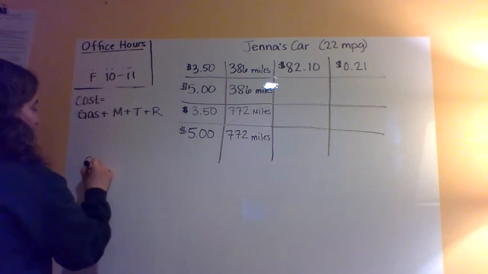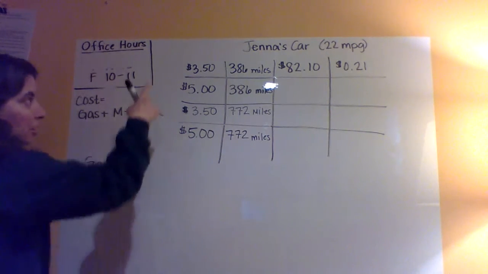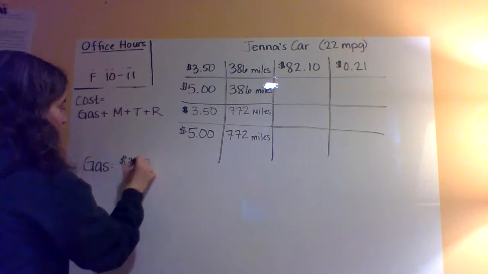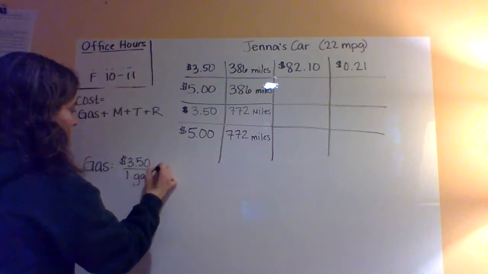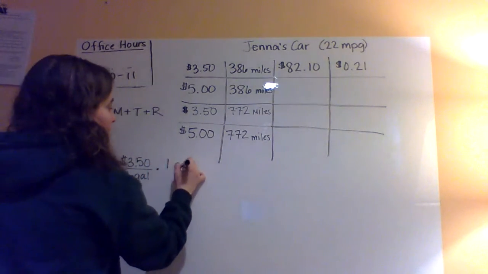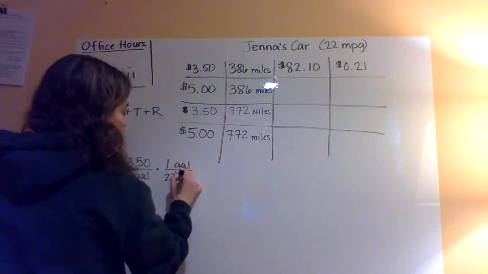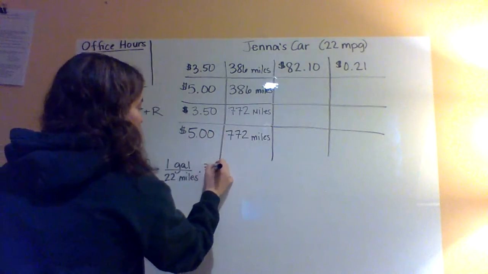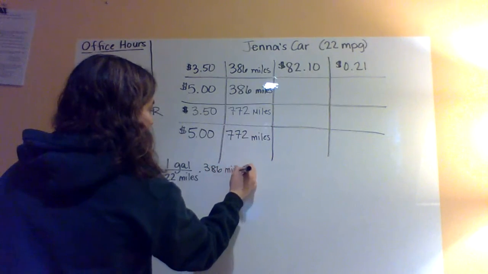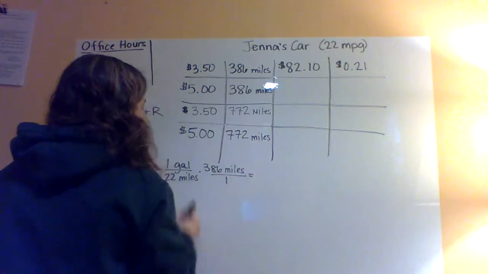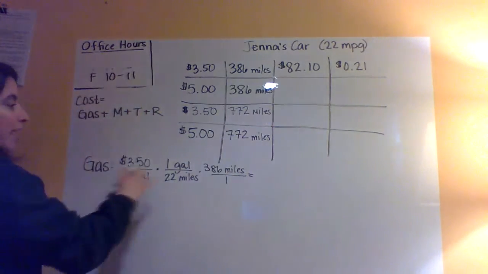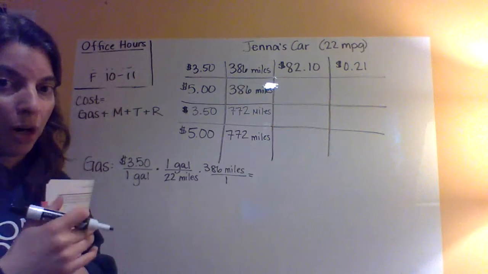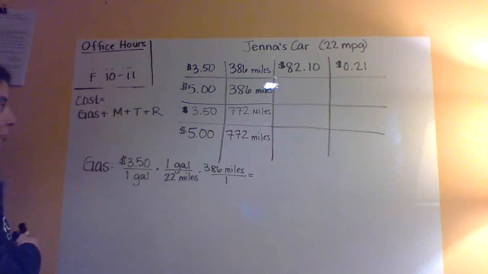So again, for gas, for the first row, we said the gas was $3.50 per gallon times 1 gallon. Now remember, her car only gets 22 miles for every gallon. I wrote that up there to remind us. And then she is going 386 miles. Okay, and that's how we figured out the gas price for that original situation that we did in the first part of lesson 3.2.